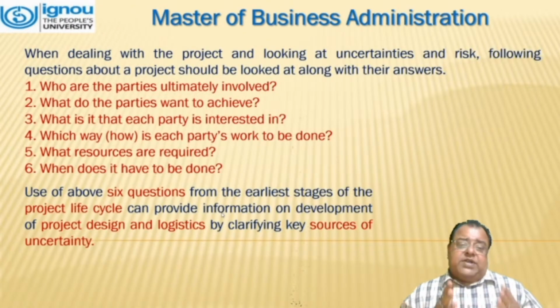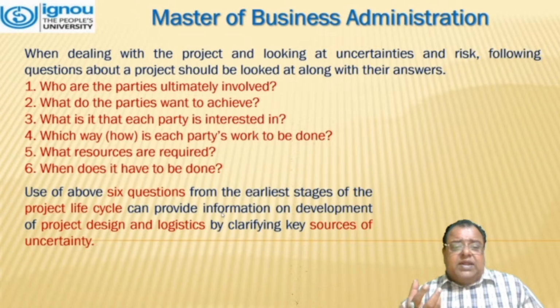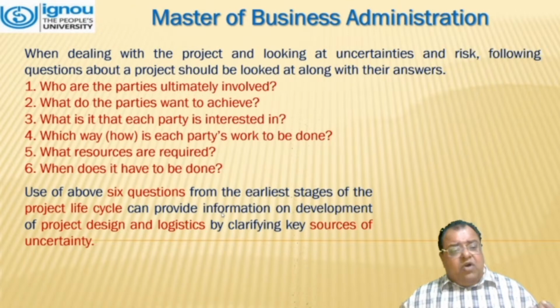When dealing with the project and looking at uncertainties and risk, the following questions about the project should be looked at along with their answers. Who are the parties ultimately involved? What do the parties want to achieve? What is each party interested in? In which way does each party want it to be done? What resources are required? And when does it have to be done?